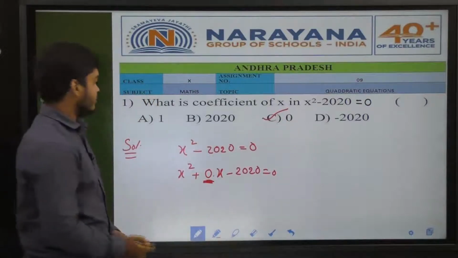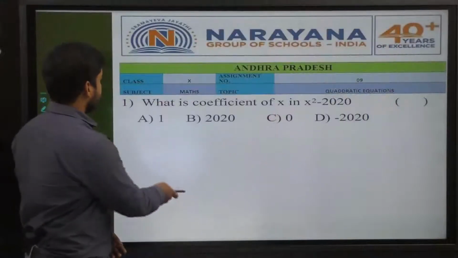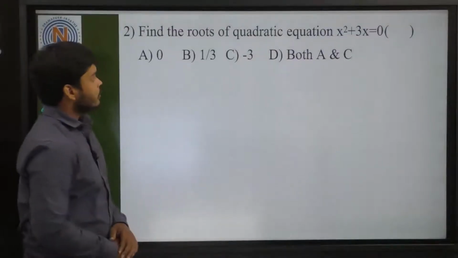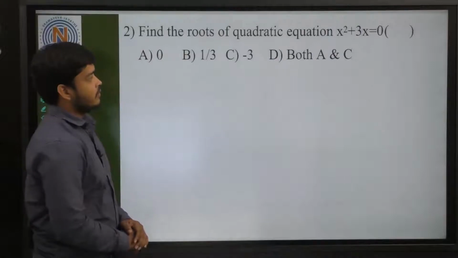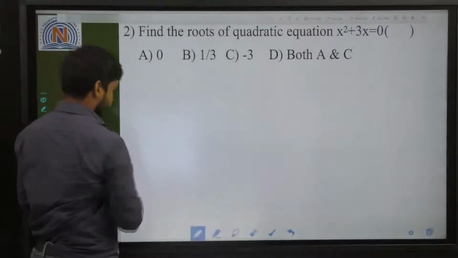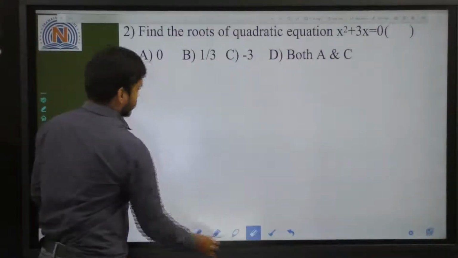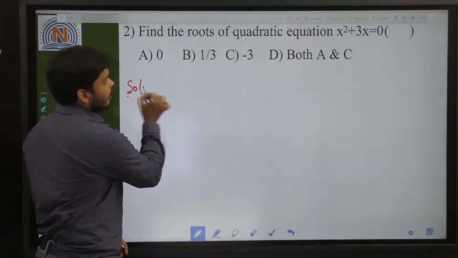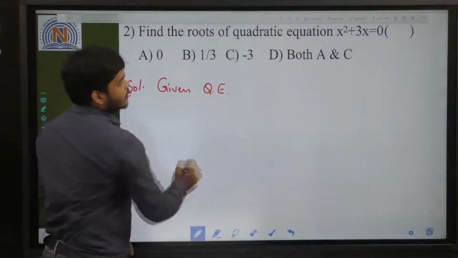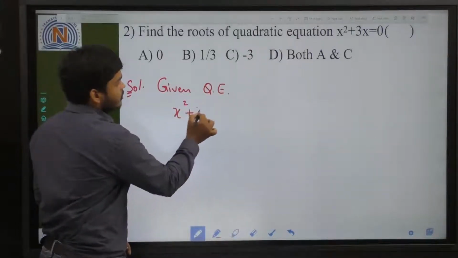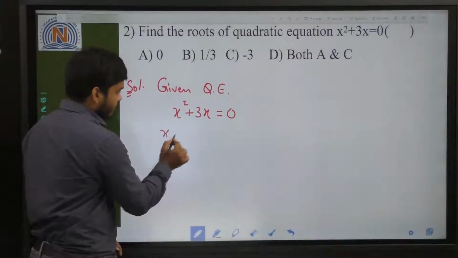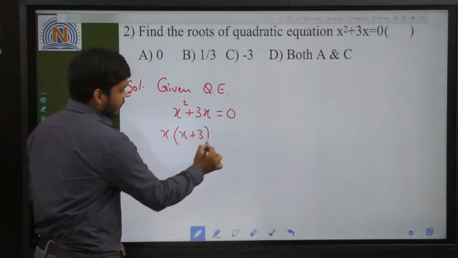Now next problem, find the roots of the quadratic equation x square plus 3x is equals to 0. So what is the given equation? Now the solution. The given quadratic equation is x square plus 3x is equals to 0. So here I take x as common, then x plus 3 equals to 0.